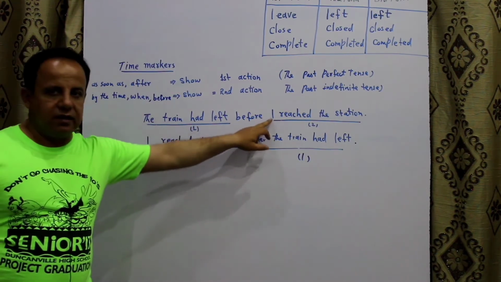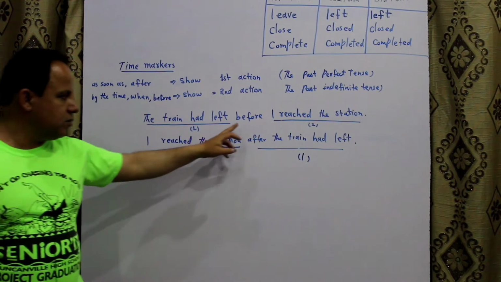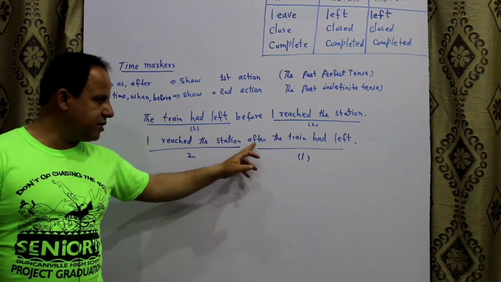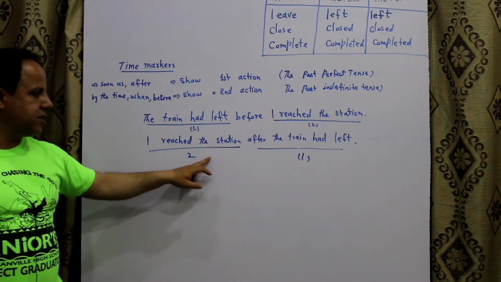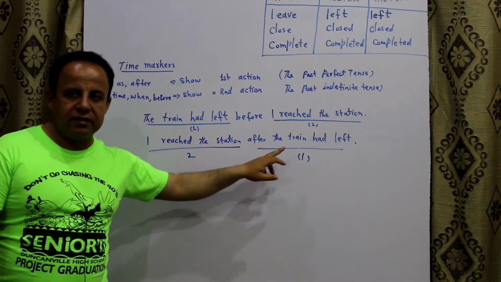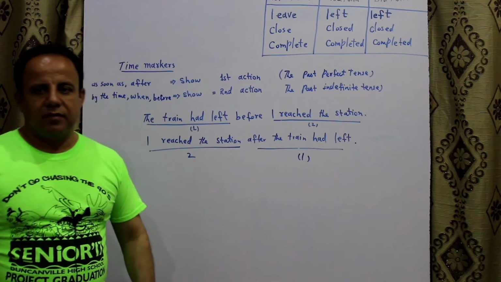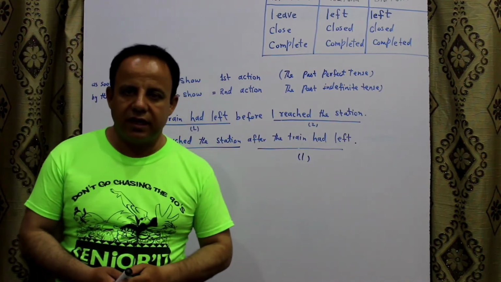Now the next one. If you want to bring this clause here and you don't want to use before, then we can use after with the past perfect tense. Example: I reached the station after the train had left. It means when I reached the station, the train had left.